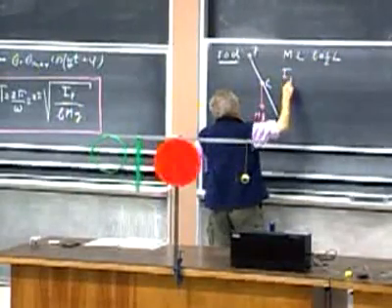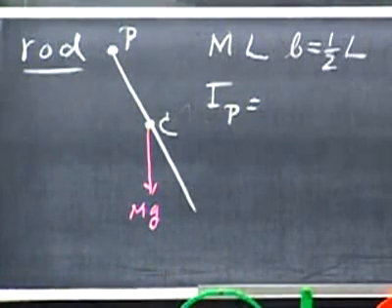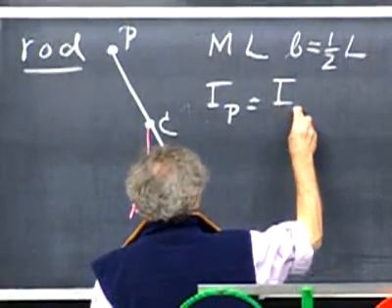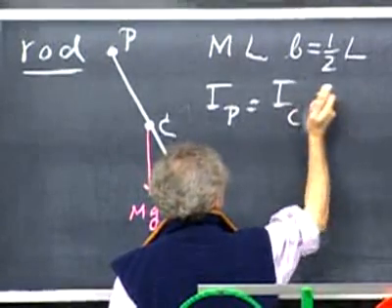So what is the moment of inertia of oscillation about point P? I have to apply now the parallel axis theorem, which you also had to do during the exam, which says it is the moment of inertia of rotation about the center of mass, which in our case is C.